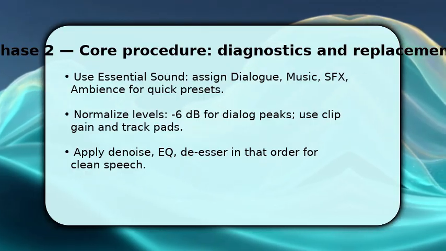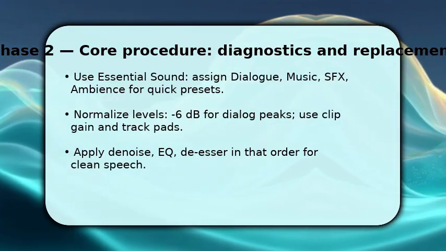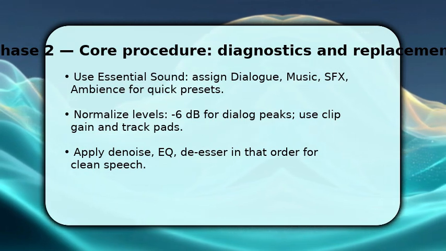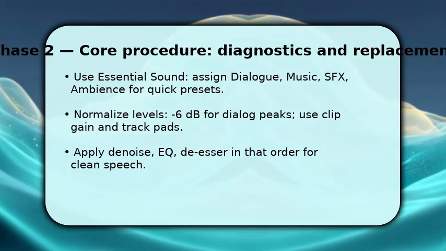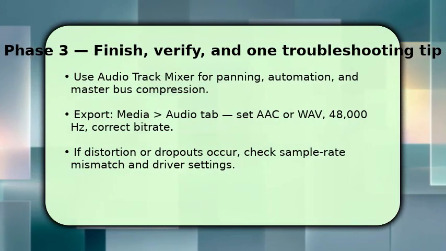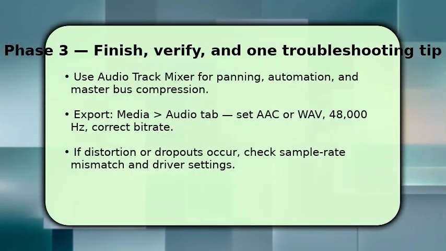Once levels are set, apply processing in a logical order. Denoise or adaptive noise reduction first, then corrective EQ to remove muddiness, and lastly a de-esser for sibilance. This sequence prevents processors from amplifying unwanted artifacts. Finish by mixing with the Audio Track Mixer. Automate levels, set panning, and add a gentle master bus compressor to glue tracks.